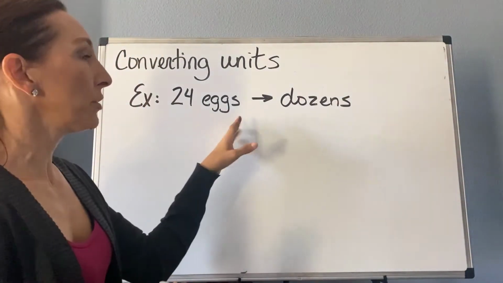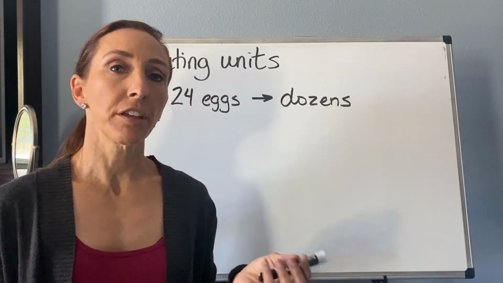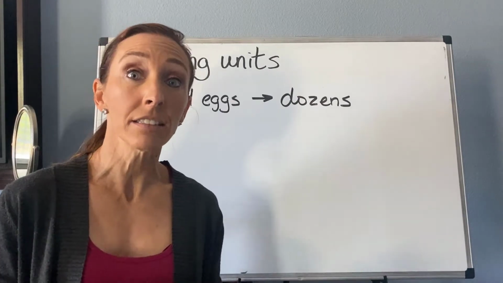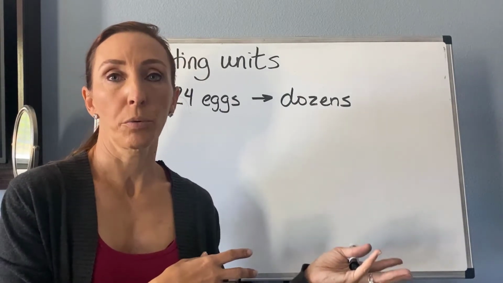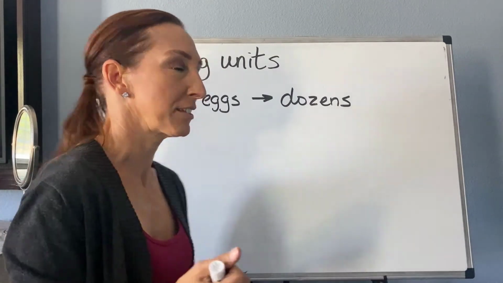So let's say that you have 24 eggs and someone says, well, how many dozens do you have? We just intuitively know, oh, that's 2 dozen because there's 12 eggs in a dozen. So 12 times 2 is 24. And so we do that conversion pretty easily. Or you can do it with donuts, I suppose, as well.